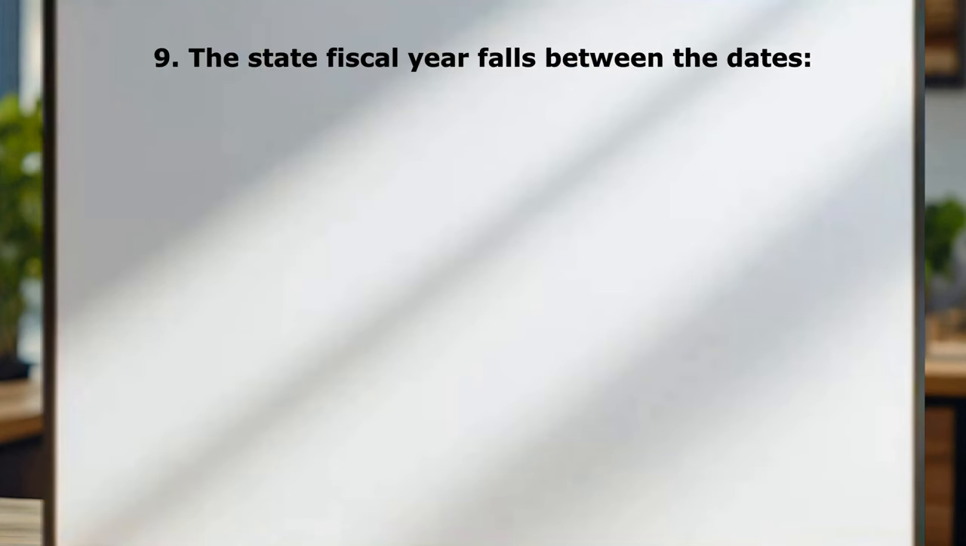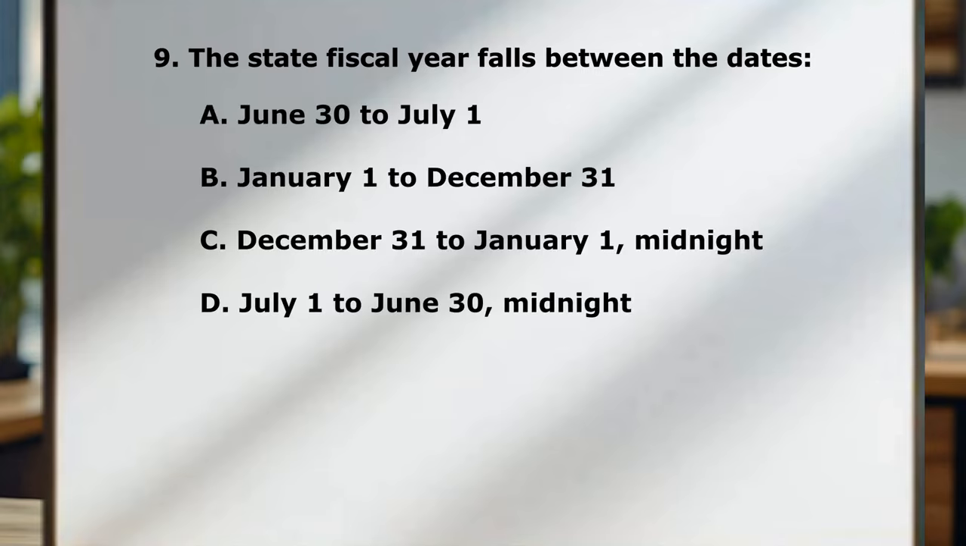Question number 9. The state fiscal year falls between the dates A. June 30th to July 1st. B. January 1st to December 31st. C. December 31st to January 1 midnight. D. July 1 to June 30th midnight.